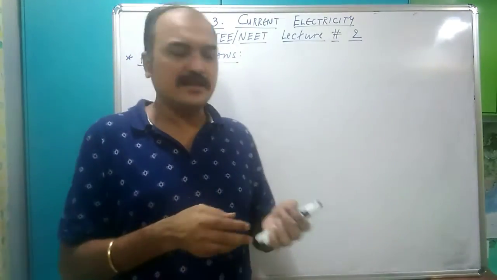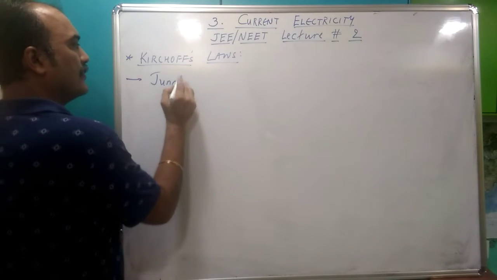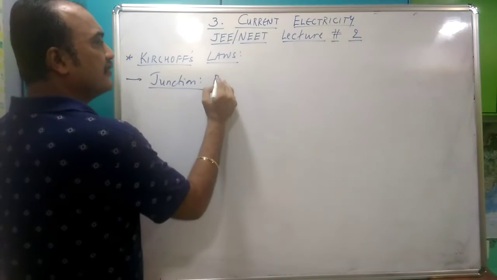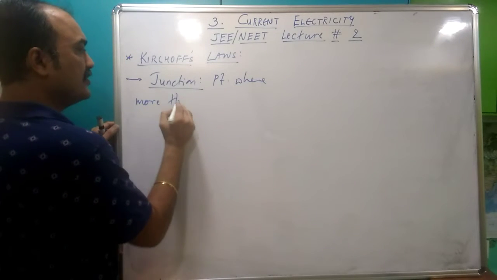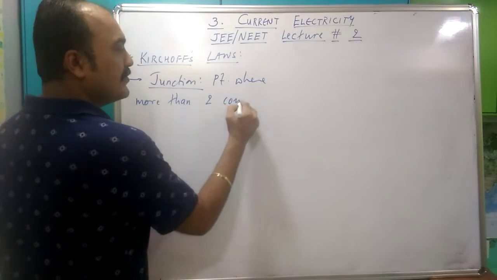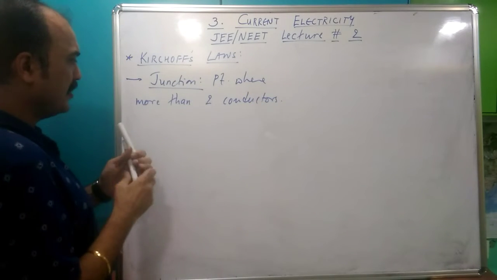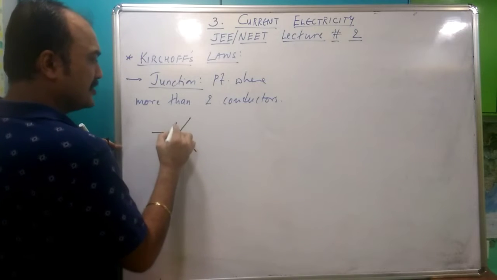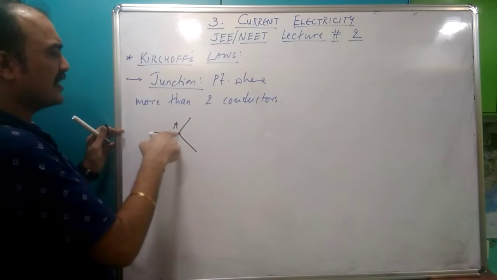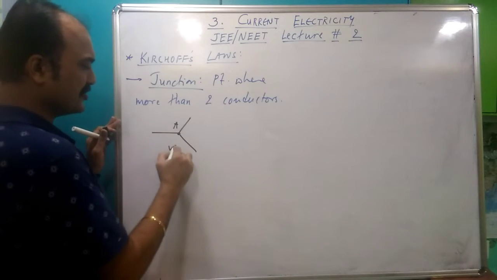We have already seen in the board that a junction is a point where more than two conductors meet. So there have to be a minimum of 3 conductors. For example, this would be a junction. This is point A. So at this point current would divide or they would add. So whatever the case may be, this is a junction.